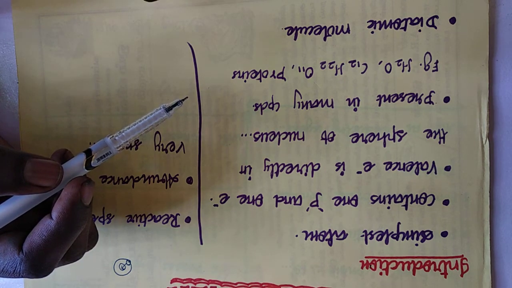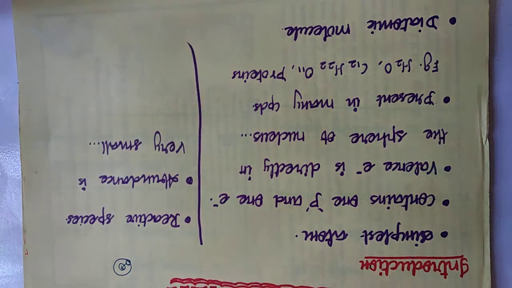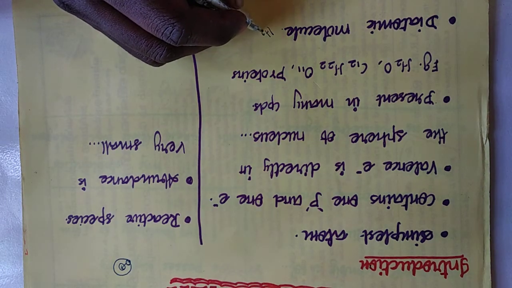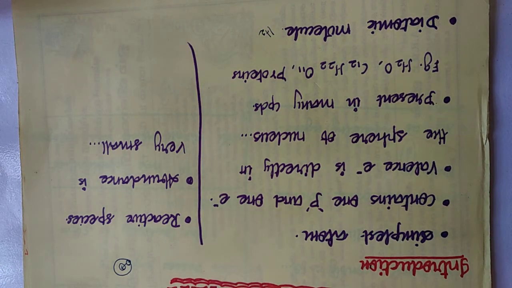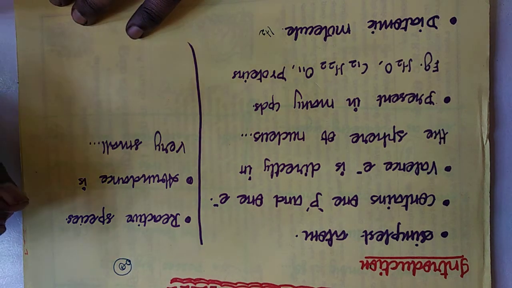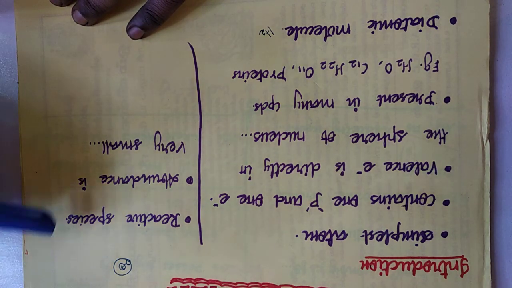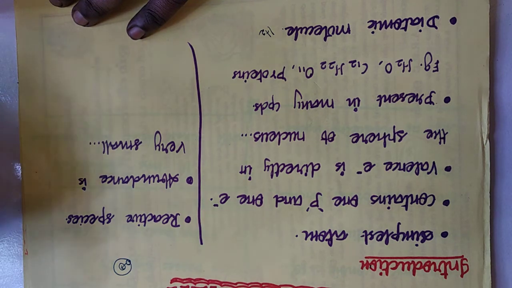And it is a diatomic molecule. What is its formula? H2 is the formula of hydrogen. It is composed of 2 atoms, and so it is called a diatomic molecule. And it is a highly reactive species, being small in size and also with 1 incomplete valence electron. And its abundance means its availability in the earth crust. Its availability is very, very small in the earth crust.